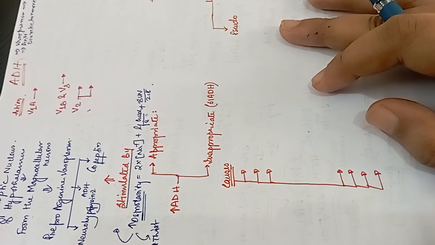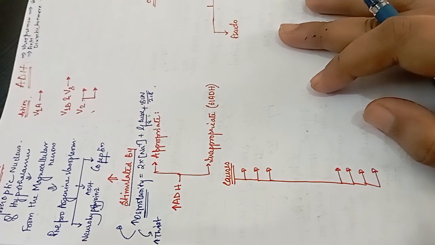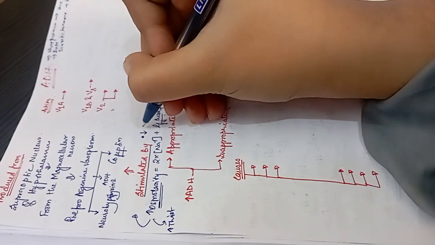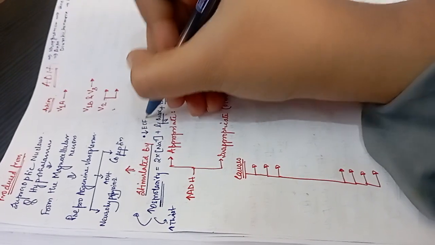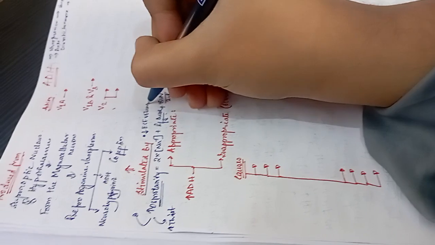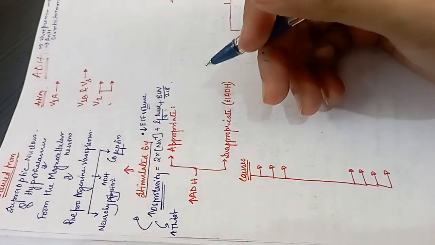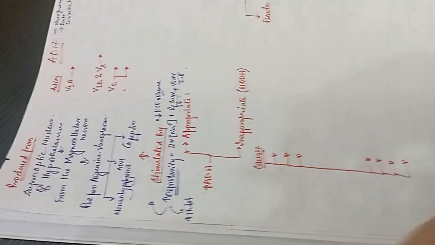So the ADH can also be stimulated by decreased ECF volume. Decreased ECF volume also causes increased ADH secretion.